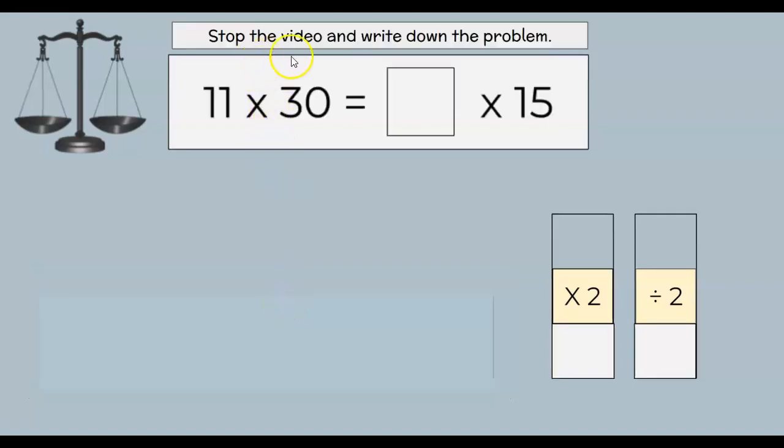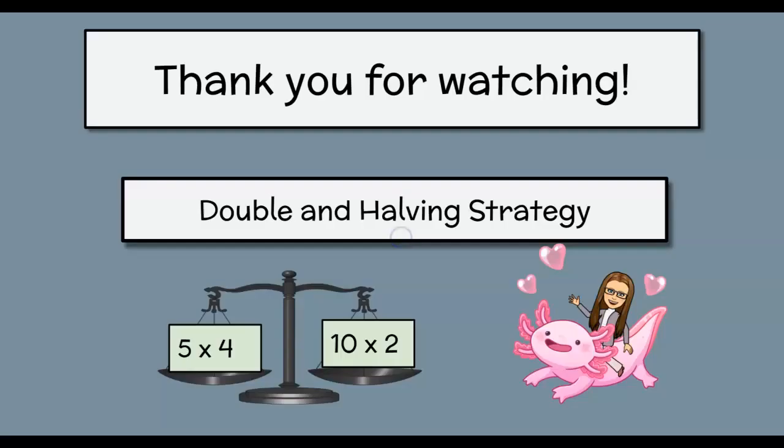Now, here, I want you to, again, stop the video and look at it. We have 11 times 30 equals something times 15. What are we going to do to find this missing factor? Double and divide. Again, write it down, bring those 2 problems to me, and I will have a sticker for you.